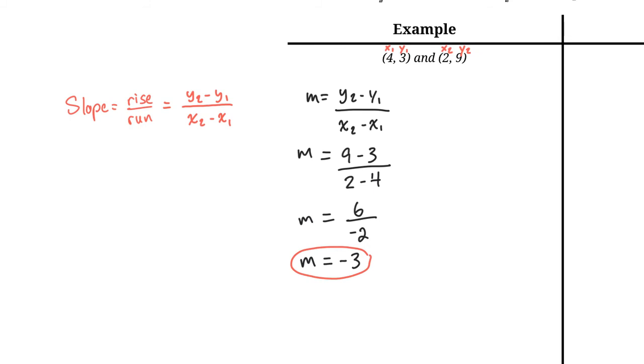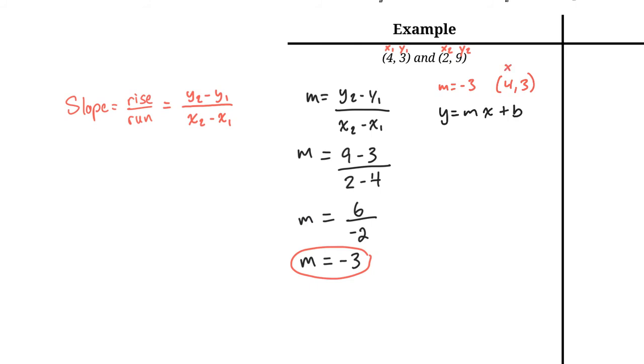Now we have our slope, but we need to find our y-intercept. And we already know how to use our slope and another point that's on the line to find our y-intercept. So all you need to do is choose one of your points. So we know our slope is m equals negative 3, and I'm going to choose that first point, 4 and 3. And it won't matter which point you choose, you can use the second point and you'll get the same answer for your y-intercept. So we need to plug this into our equation y equals mx plus b.